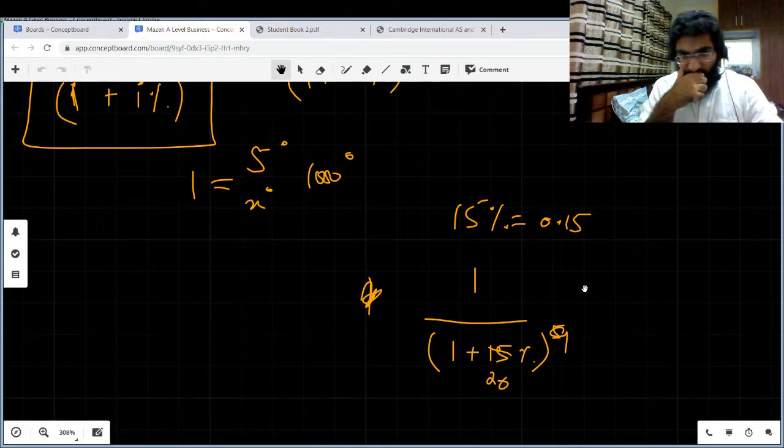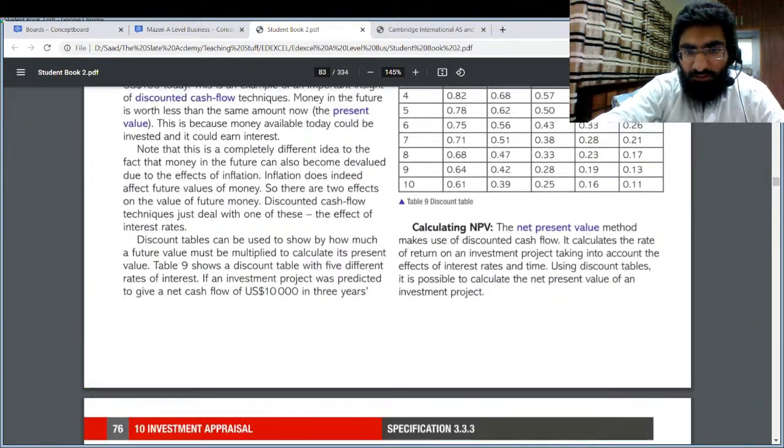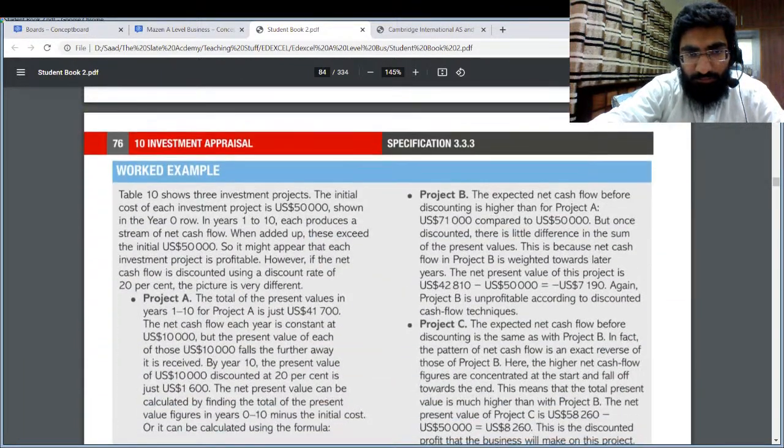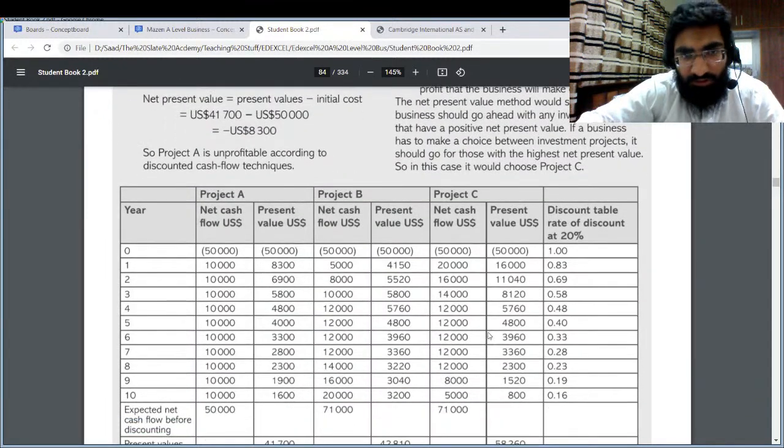0.19. So this is what you will do in case you're not given this chart. In case you are given this chart, then how you do it is simple. So for example, here is project A. For project A, we are given all the cash flows. At year 0, we are given 50,000. Since it's at year 0, its present value would be the same.